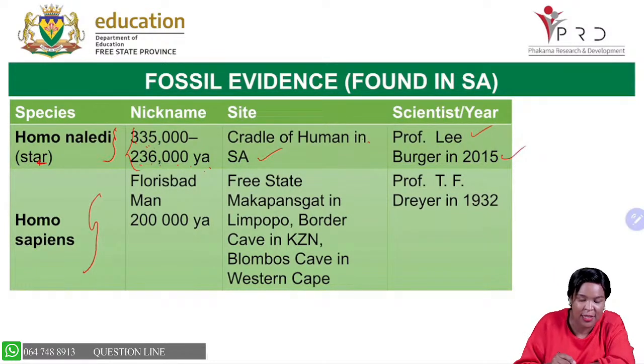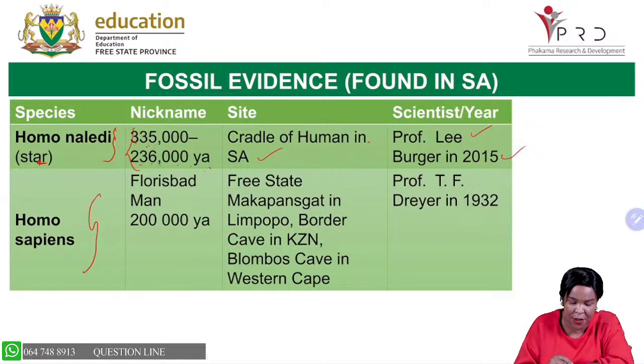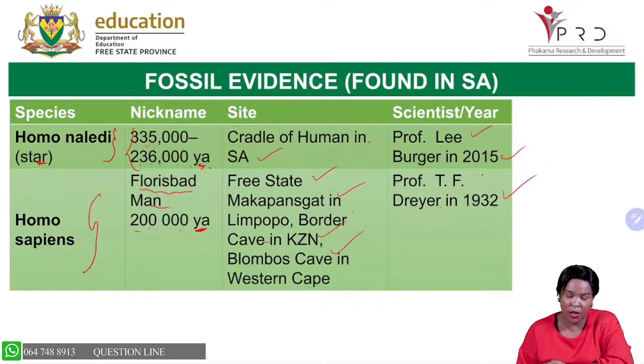Then the Homo sapiens, the species that are still thriving even today, the Florisbad men lived around 200,000 years ago. You see, not million years ago, just years ago. It was found in the Free State, Makapansgat in Limpopo, Border Cave in KZN, and the Blombos Cave in Western Cape by Professor T.F. Dreyer in 1932. So these are the fossils that you need to know and the species that are found in South Africa.